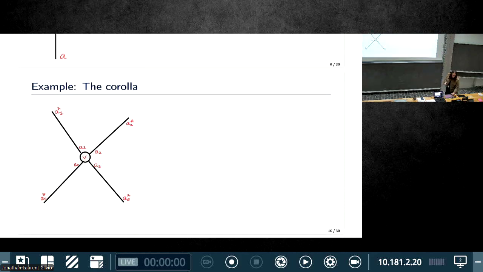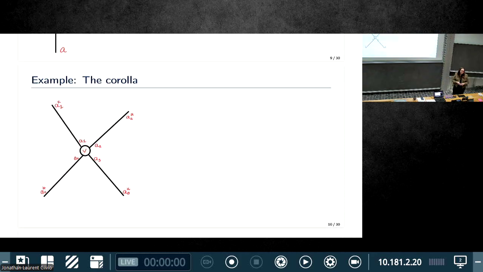So here's another example, which is just a corolla. This is a graph with one vertex. So I have V as my vertex set. I've got 2 times 4, 8 half edges, which I realize I should have written down first, because it'll end up taking all the space.